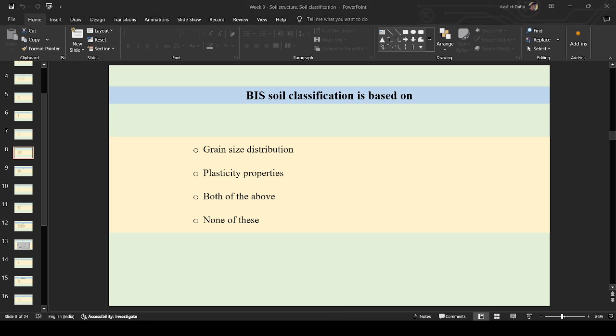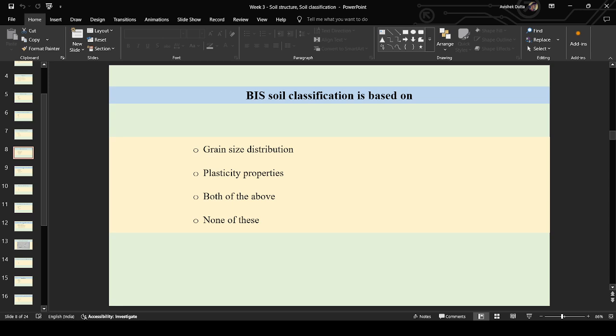BIS, that is the Bureau of Indian Standards, soil classification is based on. The options are: option 1, grain size distribution; option 2, plasticity properties; option 3, both of the above; option 4, none of these.